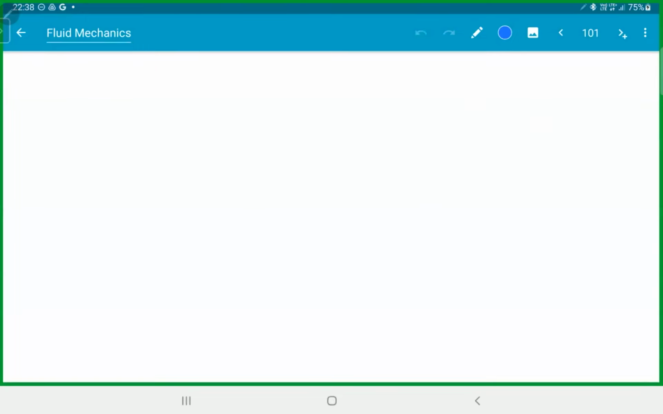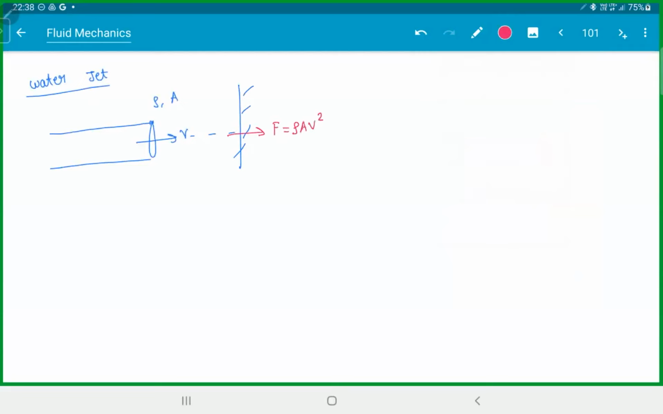Okay. Do you guys remember this water jet force formula we derived? So if you have a water jet like this, going with speed V, density rho and area A, when this comes and hits the wall, it will experience a force of rho A v square. By Newton's third law, the pipe also will get pushed back with rho A v square. No? So when the water is entering in the forward direction, it will push the pipe backward by rho A v square.